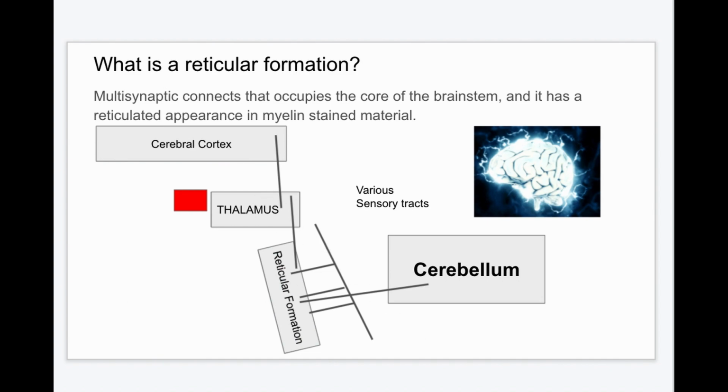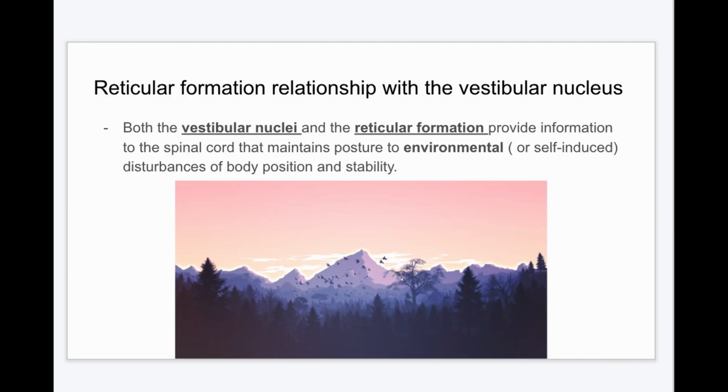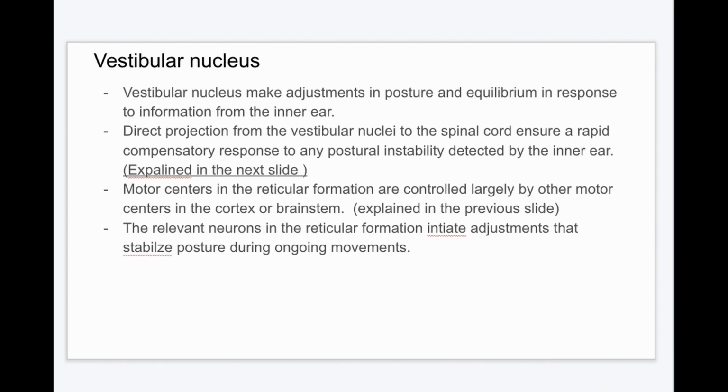So one of the sensory pathways is going to be from the lower parts of the body all the way to the cerebral cortex, and there are going to be many connections through the reticular formation. What is the reticular formation's relationship with the vestibular nucleus? Both the vestibular nucleus and the reticular formation provide information to the spinal cord about the posture of the environment and disturbances in body position and stability.